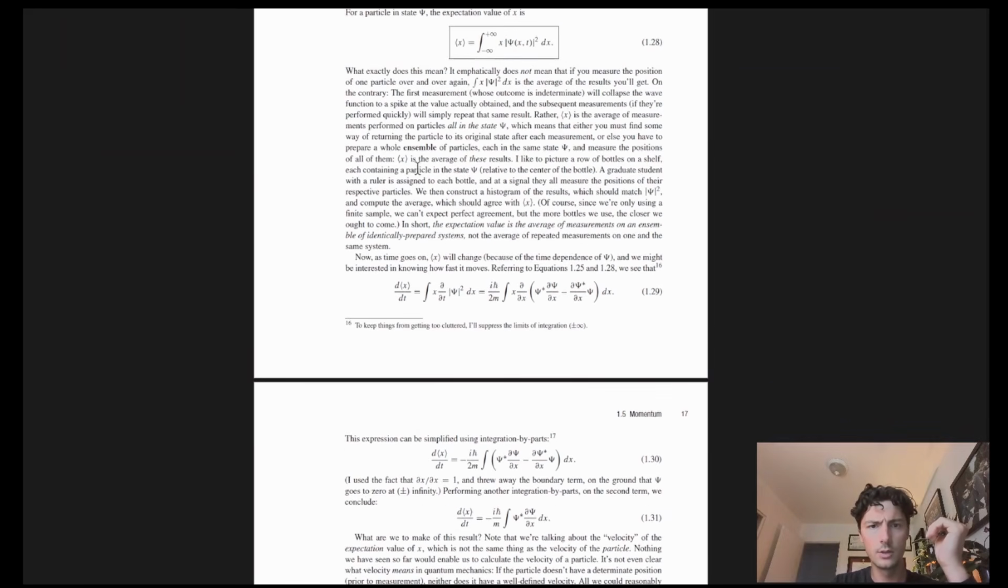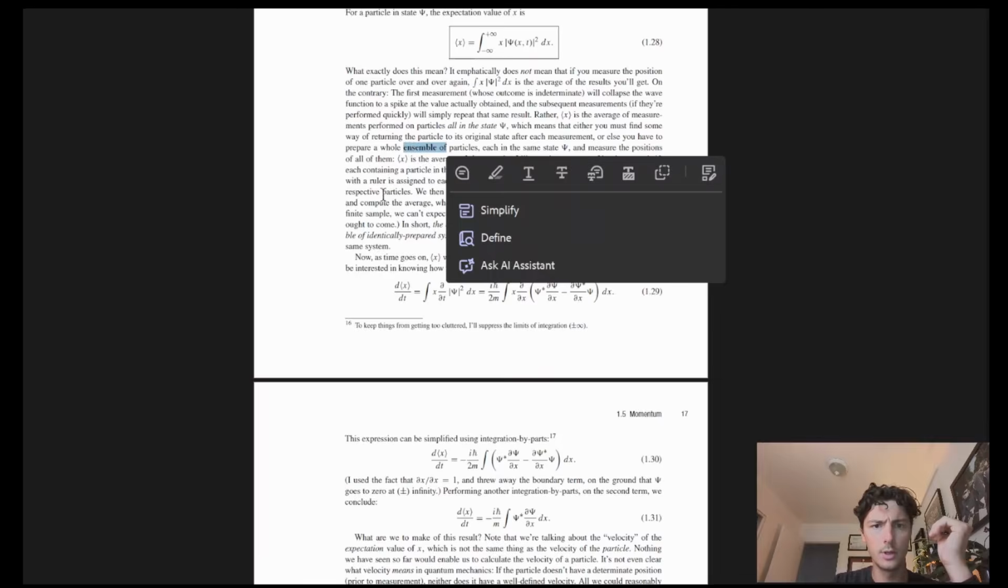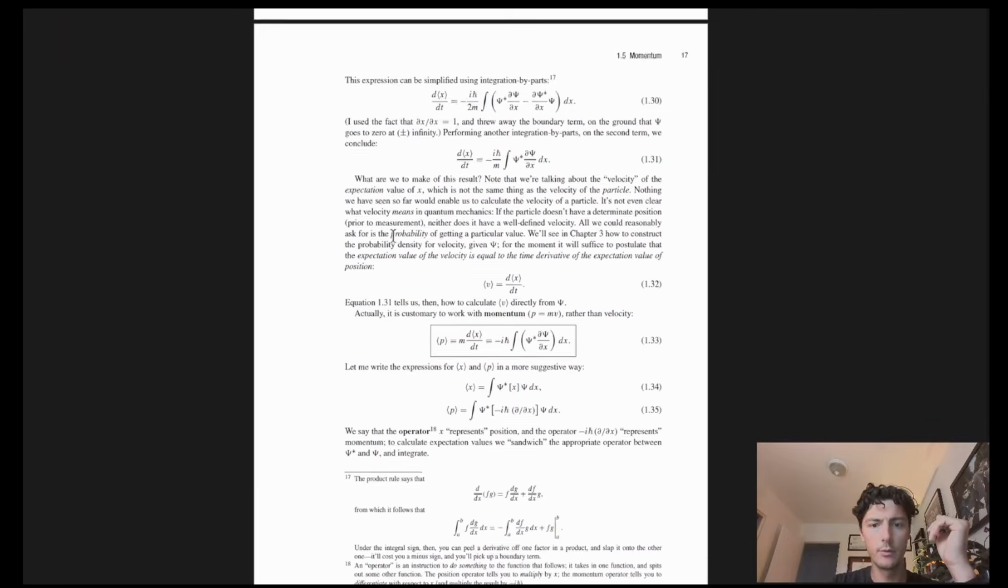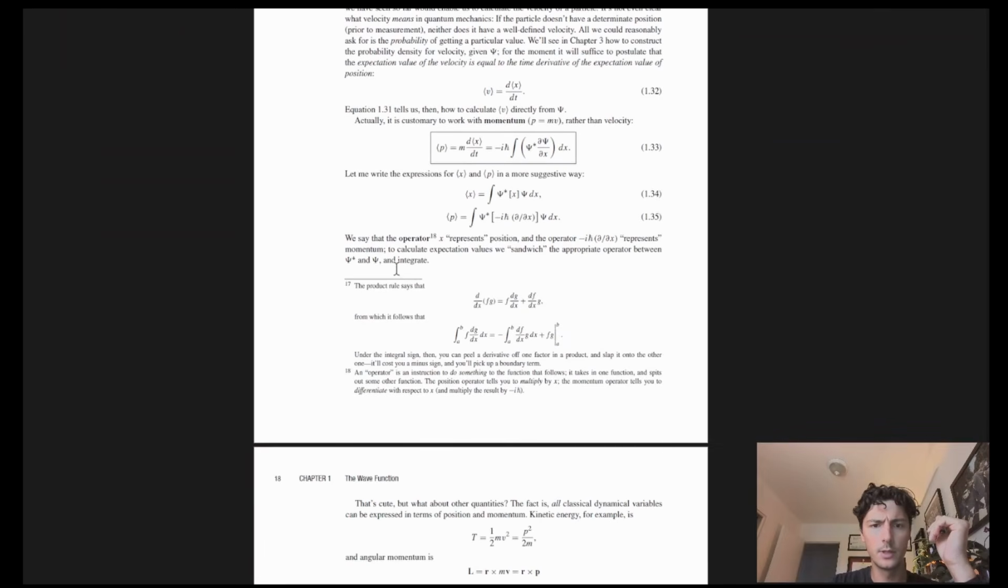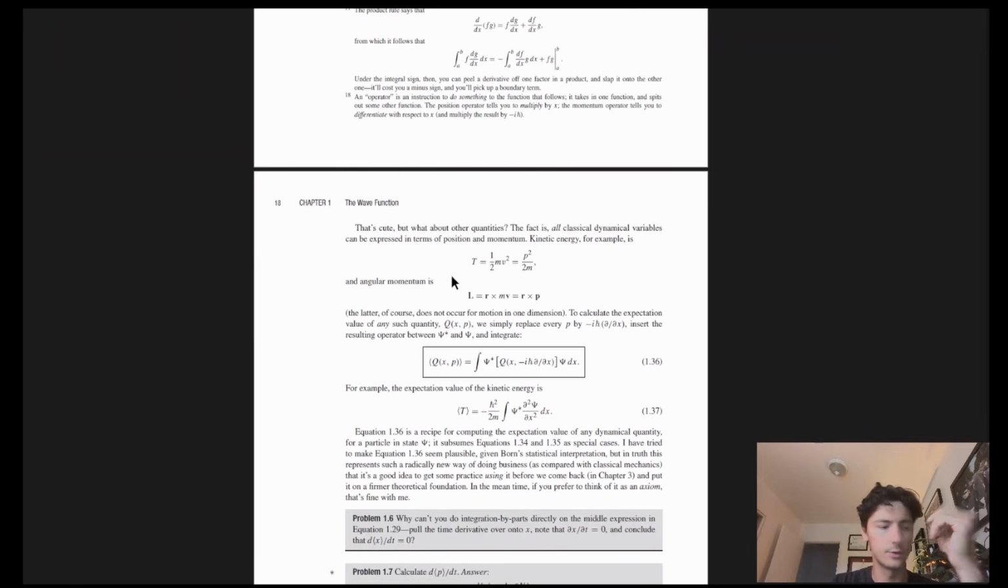Some more equations. Oh, ensemble is bolded right here. It's okay. I'm just going to sweep through. Looks like another bolded equation, momentum. So I guess this is talking about momentum. We say the operator x represents position. The operator represents momentum. Cool, we got operators.